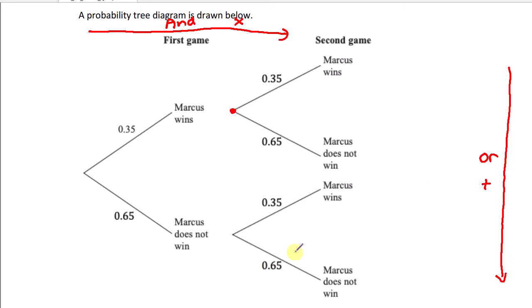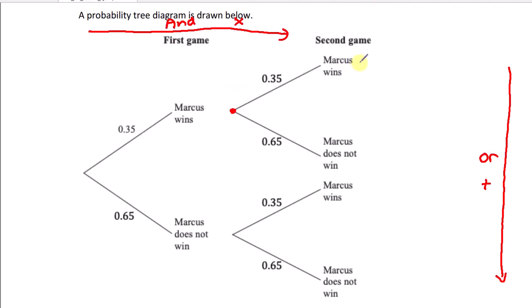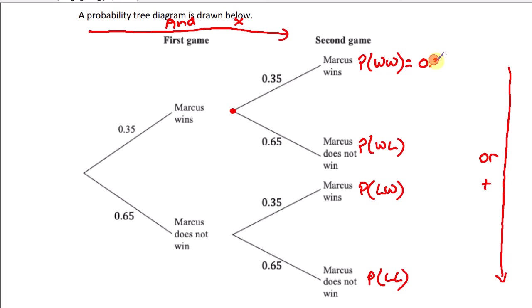So we need to work out probability Marcus wins at least 1 of the 2 games of tennis. So we want the probability here, which is win-win. Probability here, which is Marcus win and lose. Probability here that Marcus loses then wins. And the probability here, which is lose-lose. So we get to work out the story of the win-win. We have to do 0.35 times 0.35.